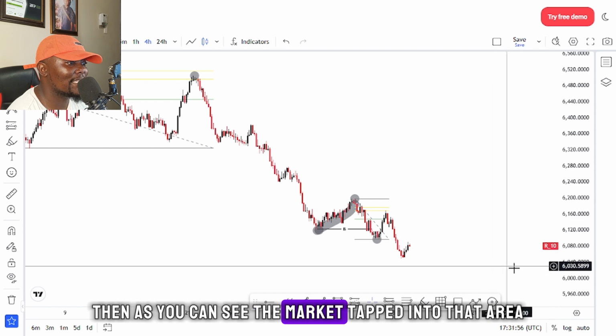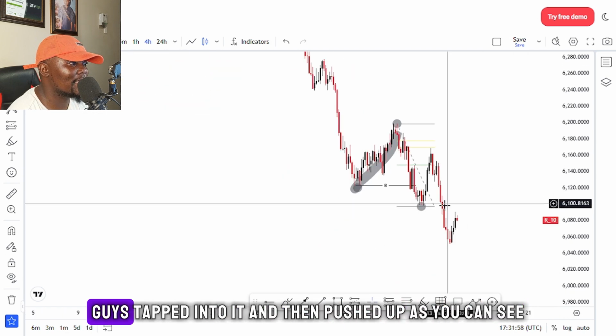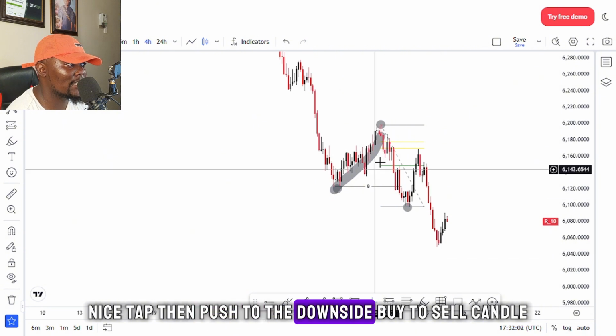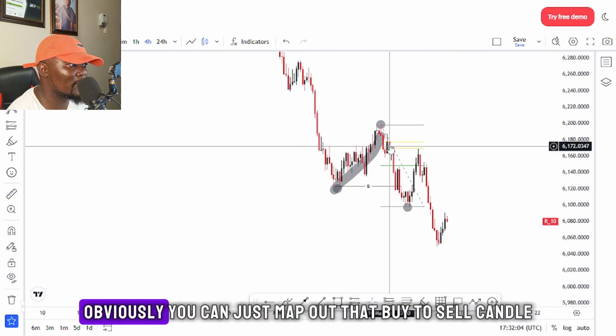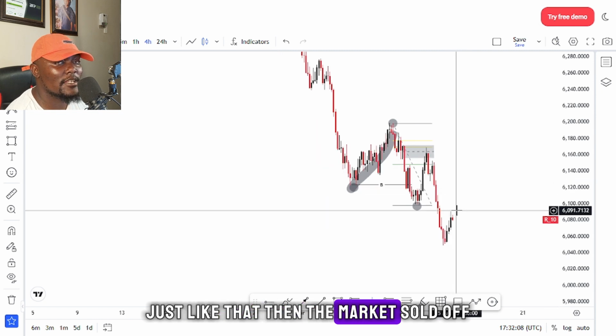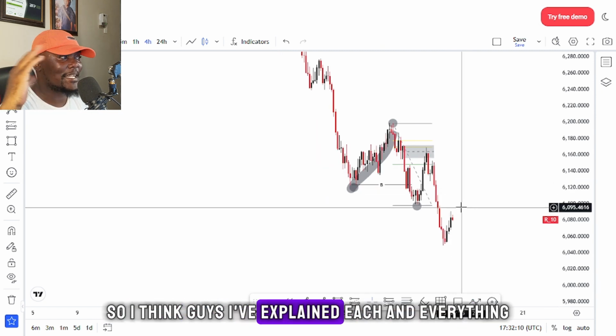Then as we can see, the market tapped into that area, guys, tapped into it and then pushed up. As you can see, nice tap, then push to the downside. Buy to sell candle, obviously you can just map out that buy to sell candle just like that. Then the market sold off. So I think, guys, I've explained each and everything.